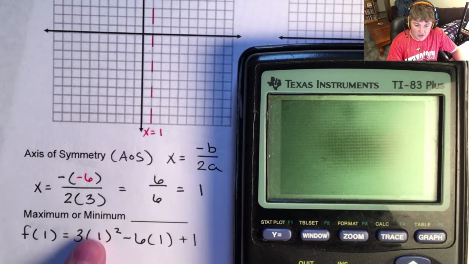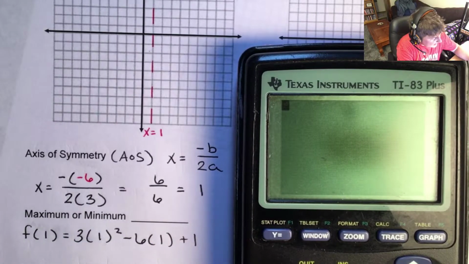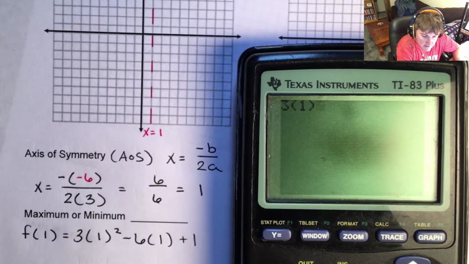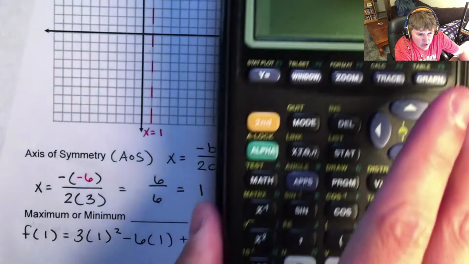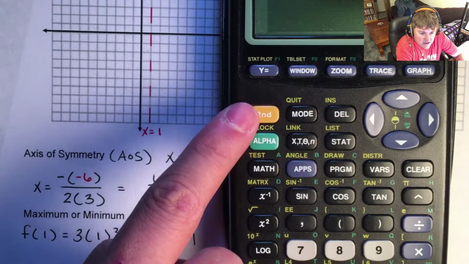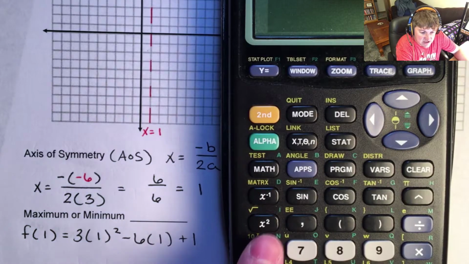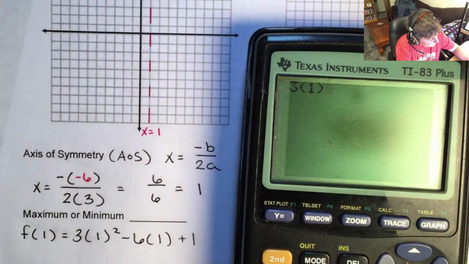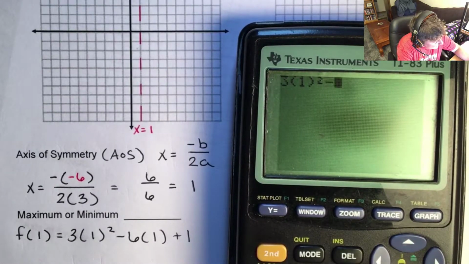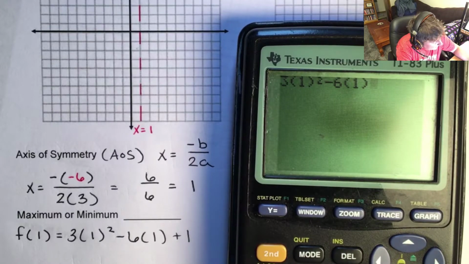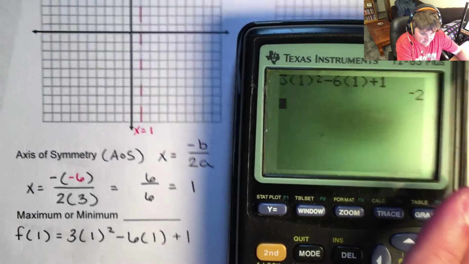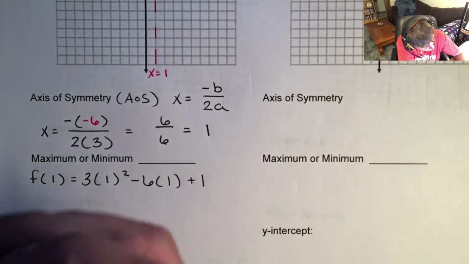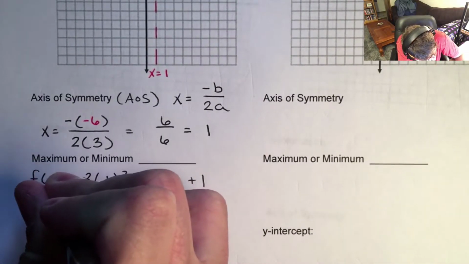So, let's plug this function into the calculator and let that do all the work. So 3, and where I'm putting my x value, I want to put it in parentheses. Squared. The squared button is, if you locate your second button and scroll on down, you can see x squared. That's the button you're going to want to hit. Minus 6 times 1 plus 1. And that's negative 2. Okay, so I now know that f of 1 is equal to negative 2.